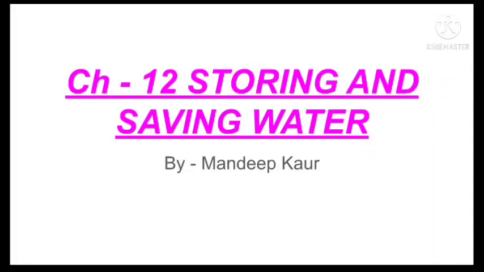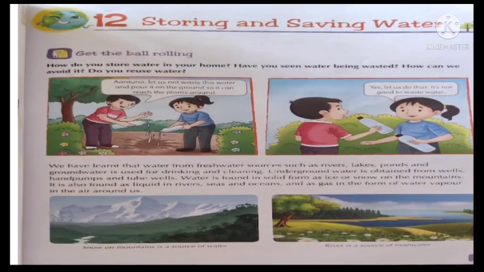Hello students, today we are going to study chapter number 12, that is storing and saving water. So we have learned that water from freshwater sources such as rivers, lakes, ponds and groundwater is used for drinking and cleaning. We know water is very important for all of us. Underground water is obtained from wells, hand pumps and tube wells.